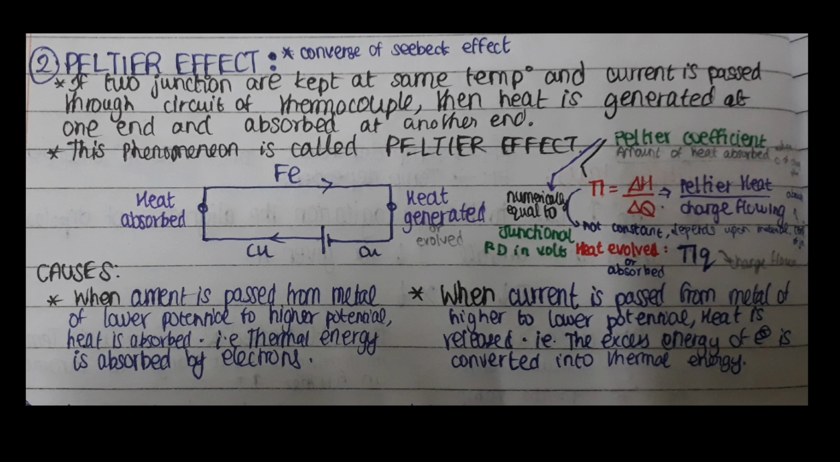There is a coefficient called the Peltier coefficient, which is denoted by pi, which is given by delta H by delta Q, which is Peltier heat divided by charge flowing. Its unit is volt. Causes: when current is passed from metal having low potential to high potential, heat is absorbed. Thermal energy is absorbed by electrons. And the opposite occurs when current is passed from metal of higher to lower potential.